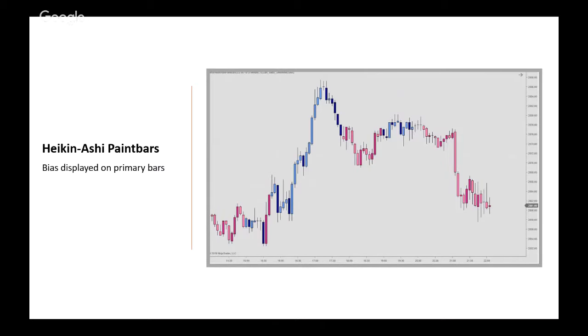So therefore, a more useful alternative, I would suggest, is to use the Heikin Ashi paint bars to display the trend information and trend bias on the real price action. And this option can, of course, be used with all bar types. So if you're using range, volume, or Renko bars, you can display the Heikin Ashi trend information as paint bars here.